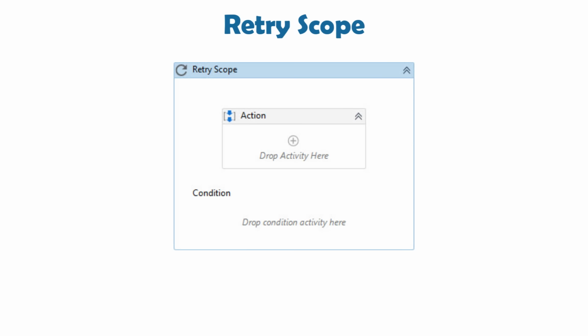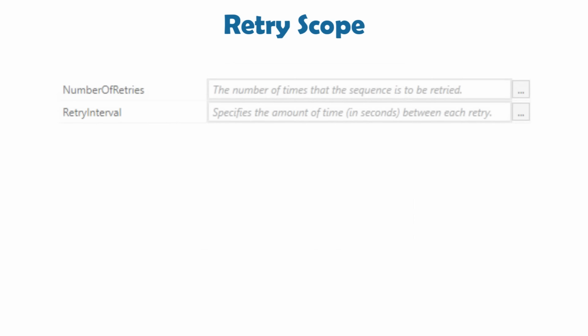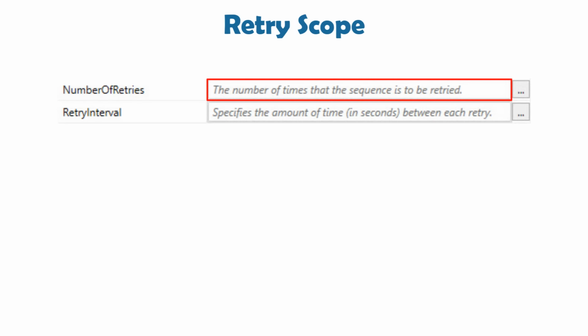We have two properties for this activity: number of retries and retry interval. In number of retries we can add the number of times that the activities in action section are to be retried. In retry interval we specify the amount of time in seconds between each retry. Let's see how this activity works, using different scenarios.